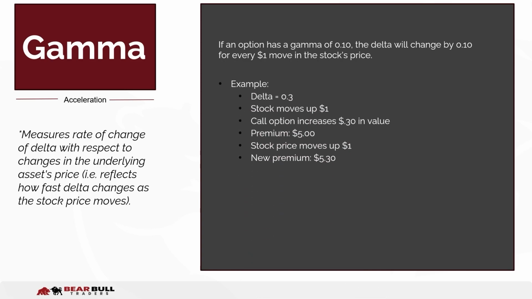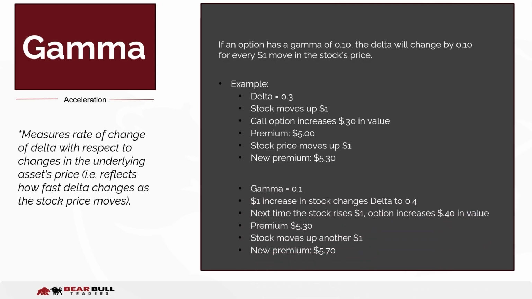Let's take a look at an example. We'll stick to the previous example with a delta of 0.3. As you'll remember, as the stock moves up $1, the call option will increase 30 cents in value. If we have a premium of $5 and the stock price moves up $1, the new premium is now $5.30. But let's add gamma to the mix. In this scenario, gamma is 0.1. So for every $1 increase in the stock price, this will change delta by 0.1.